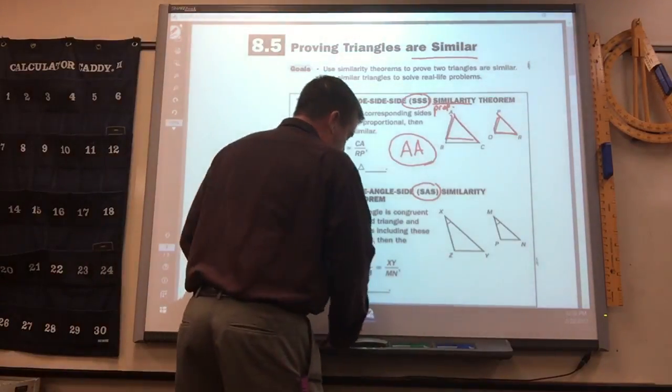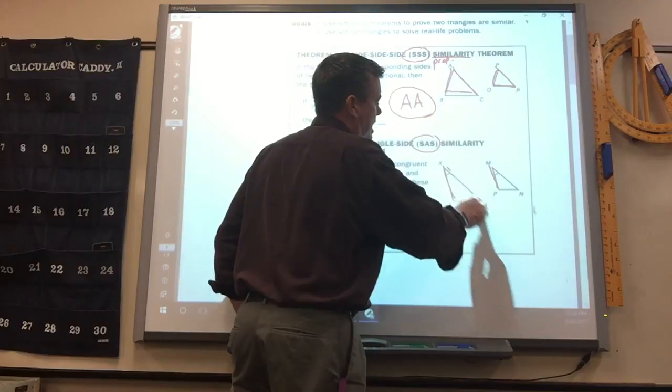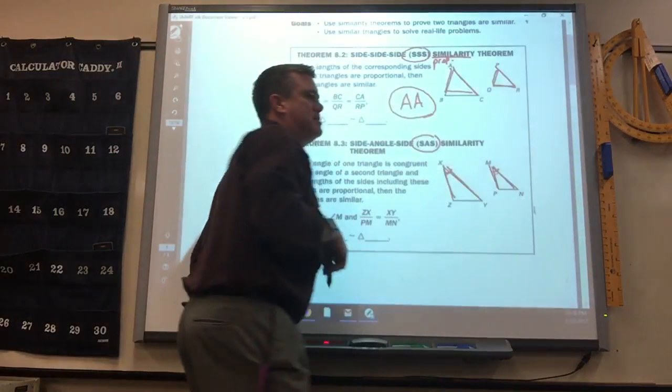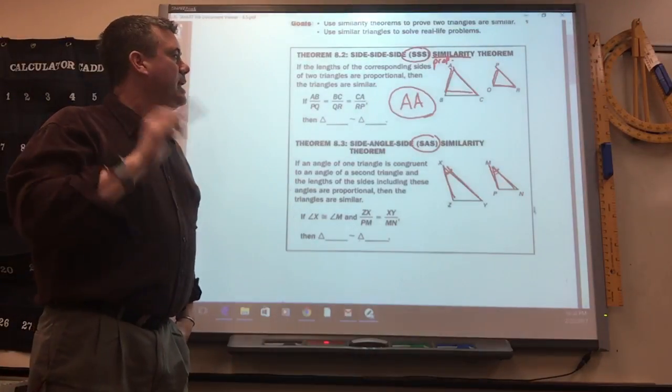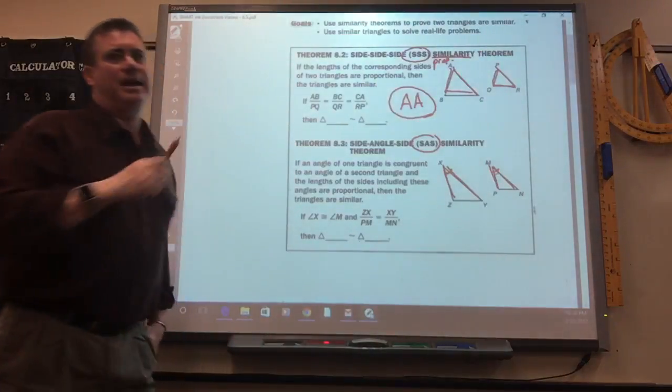The side angle side is you only have to check two sides to make sure they're proportional, and then the angle in between those two sides has to be congruent. And then again, don't forget about the third one that we did yesterday. It's angle.